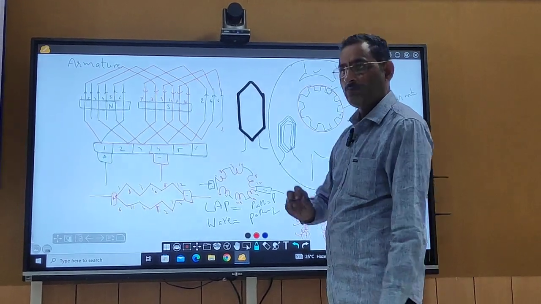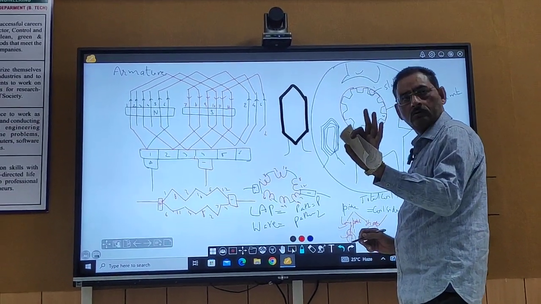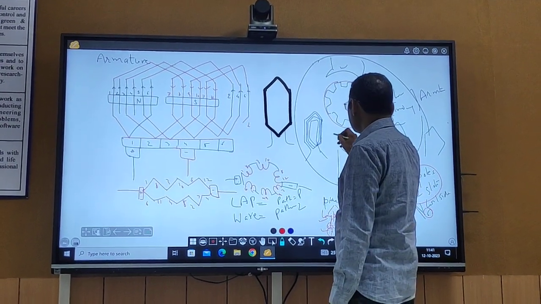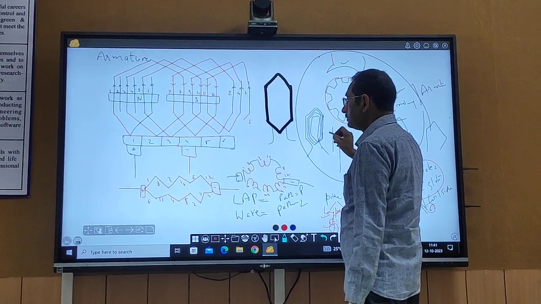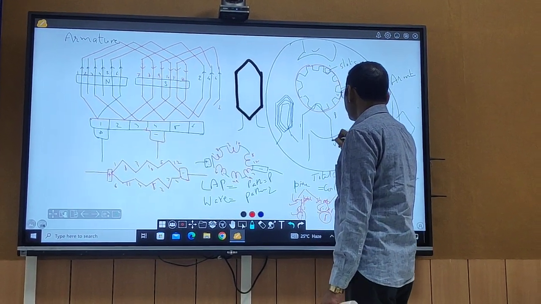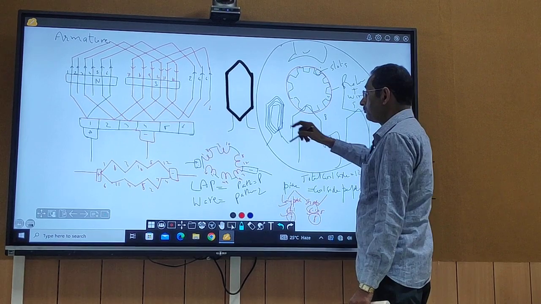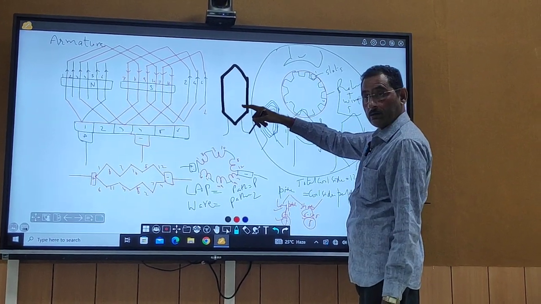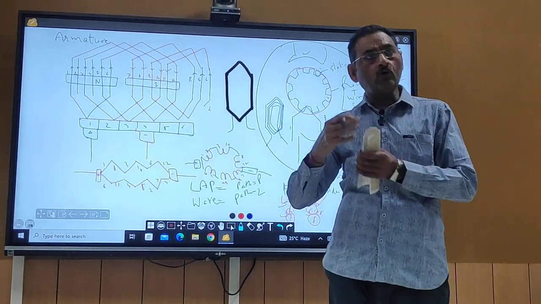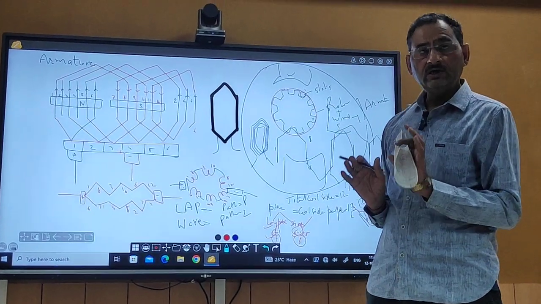In the wave binding, what we do: ये 1 + 7 = 8, okay, 8 and 8 + 5 = 13, and finally all are covered. This is the difference.